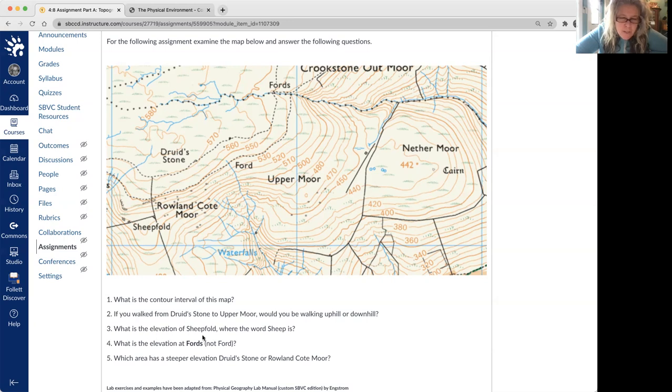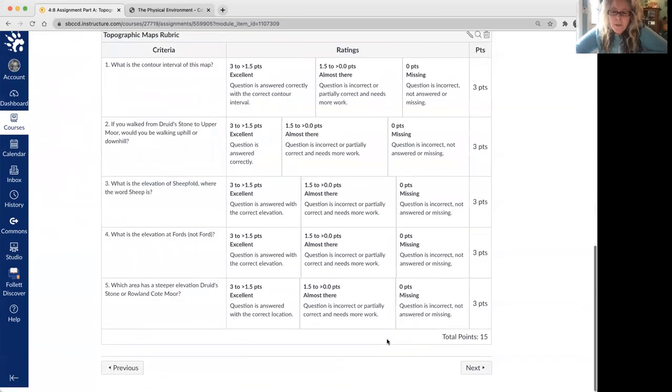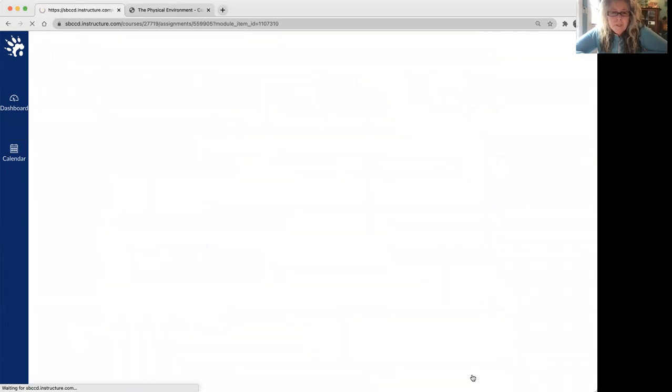What is the elevation at Sheepfold, where the word sheep is? Let's find Sheepfold. Here's Sheepfold. Here's the word sheep. Okay, so we have to follow this line. Be careful. Follow it carefully. There's our elevation. Okay, I'm going to let you guys finish off the rest. Let's go to the next part.